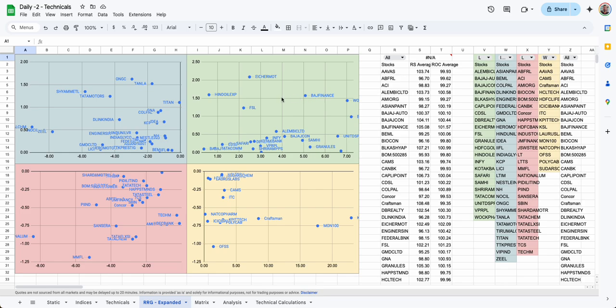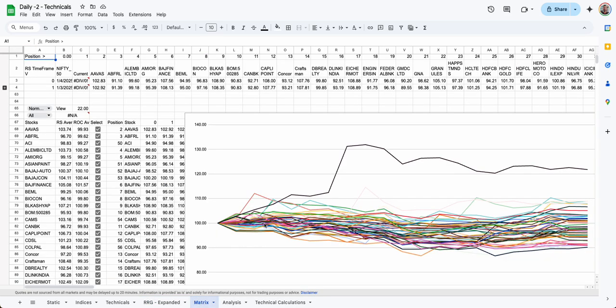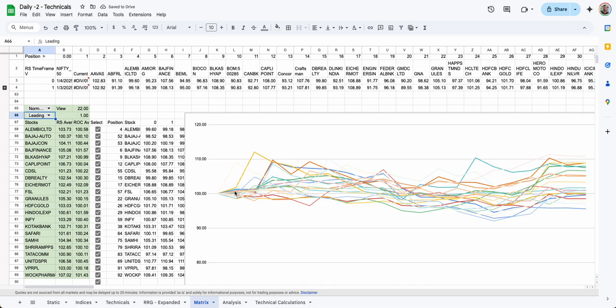Post that, I can also check which stocks are improving. Here are the improving stocks. Here are the stocks that are lagging, and here are the stocks that are weakening. And you can see how they've performed over the last few days. So in here, if I just look at the leading stocks, you see all of them have started off at the same base, which is 100, and you can see how they've performed over the course of the time period that I've selected.